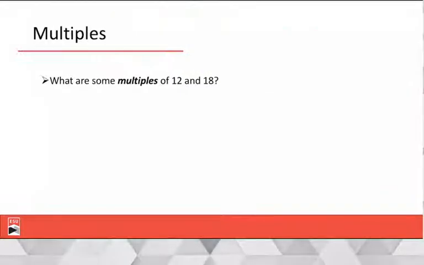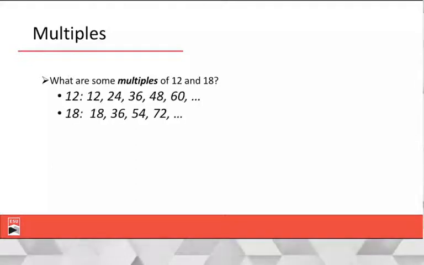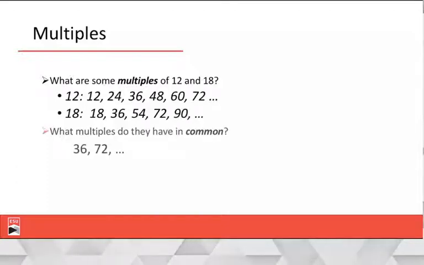Now, let's look at multiples of 12 and 18. So we've looked at factors, now we'll look at multiples. Well, the multiples of 12 are 12, 24, 36, 48, 60, 72, and so on. For 18: 18, 36, 54, 72. So what multiples do they have in common? Well, they have the 36 in common, and they have the 72 in common, and they'll have more. So which of those multiples is smallest? Well, it's the first one.